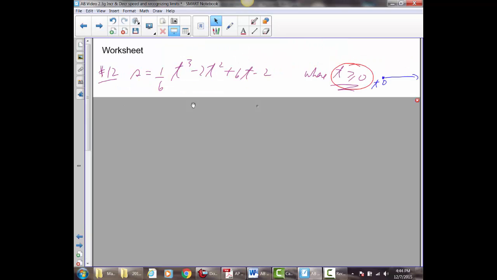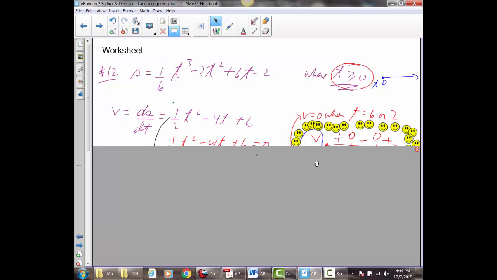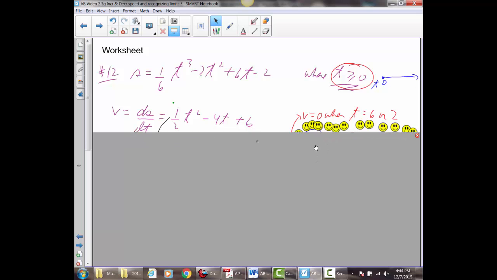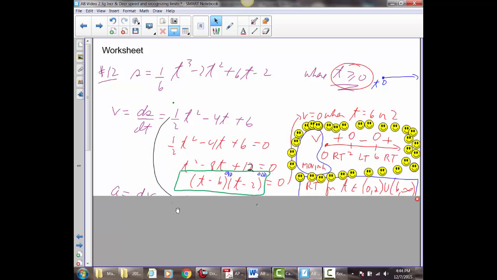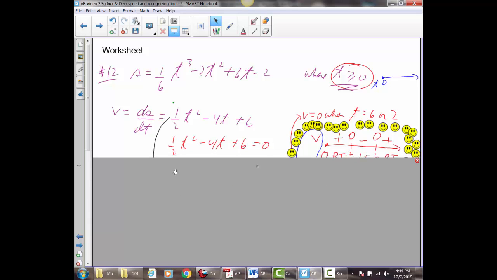So here's number 12. This is the given position function. They are telling you t is greater than or equal to 0. So when you go to draw a number line, it's actually going to be a number array. So we're going to need the velocity and the acceleration. So we find the velocity, which is the derivative. And we ask ourselves, when is that derivative 0?